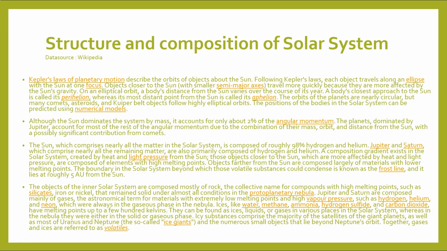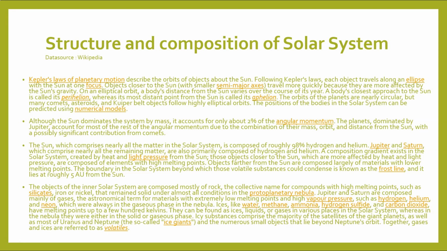The boundary of the solar system beyond which those volatile substances could condense is called the frost line, and it lies roughly at 5 astronomical units from the sun. The objects of the inner solar system are composed mostly of rock, the collective name for compounds with high melting points such as silicates, iron, and nickel that remain solid under almost all conditions in the protoplanetary nebula.